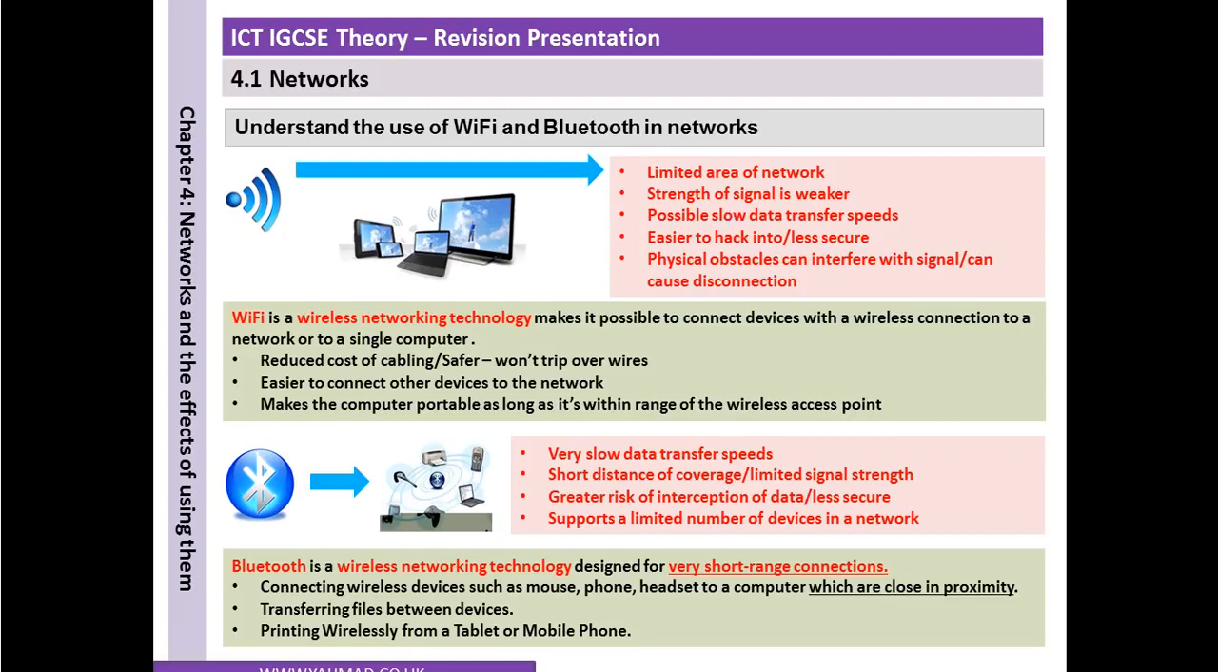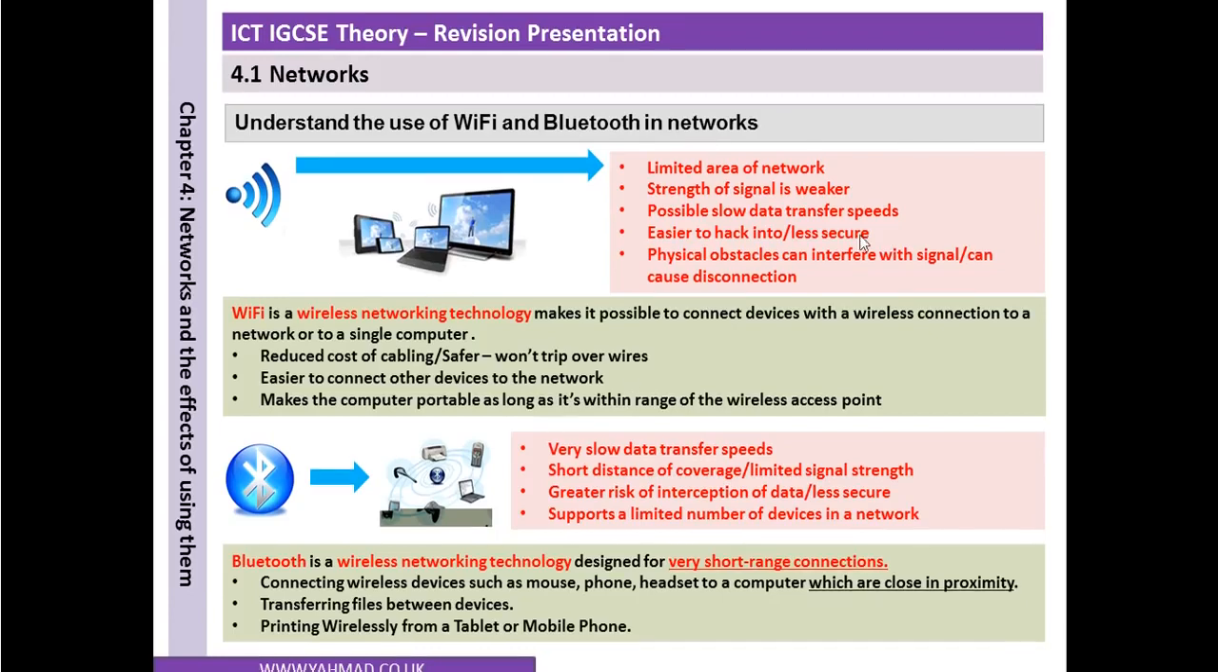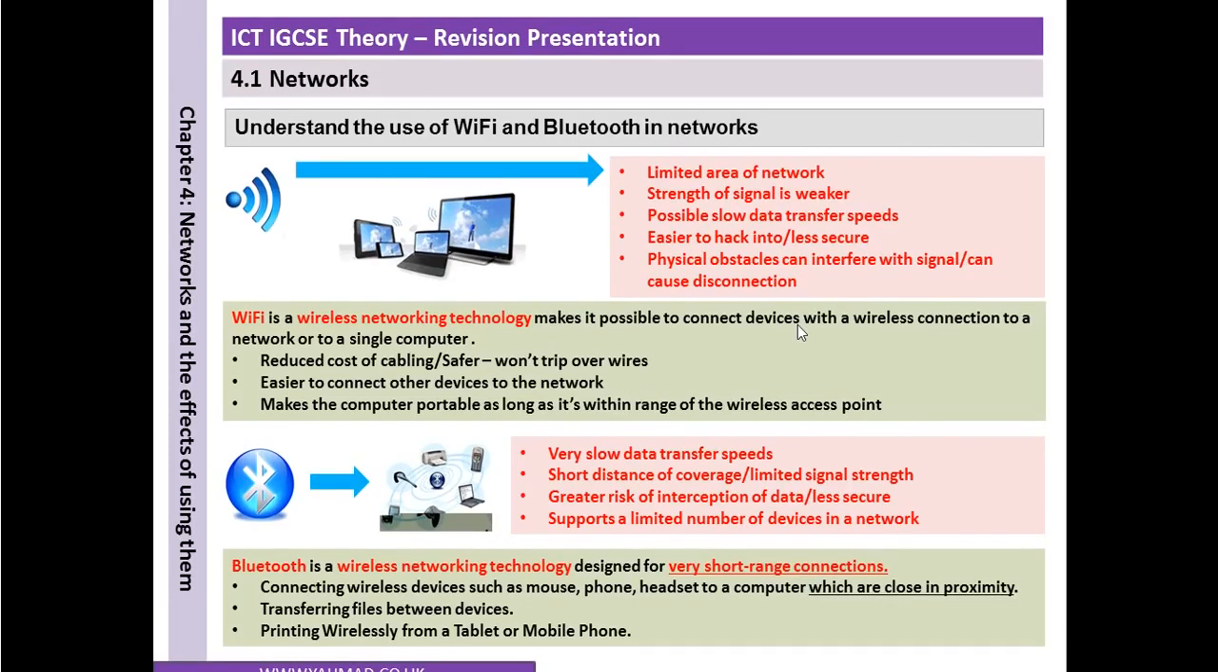It could be slower to transfer data if you're connected wirelessly compared to a physical connection. It could be easier to hack into, less secure with a Wi-Fi connection. Physical obstacles can interfere with the signal, can cause disconnection. So let's say for example thick concrete walls or obstacles could affect the quality of your signal.